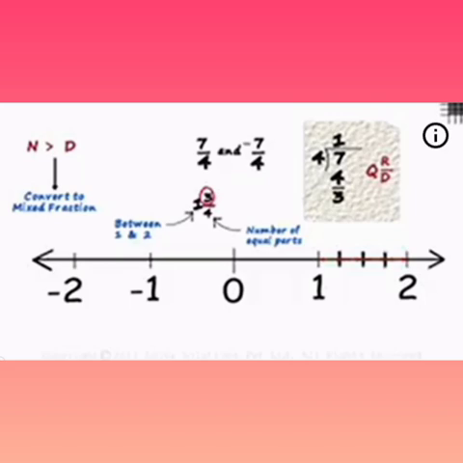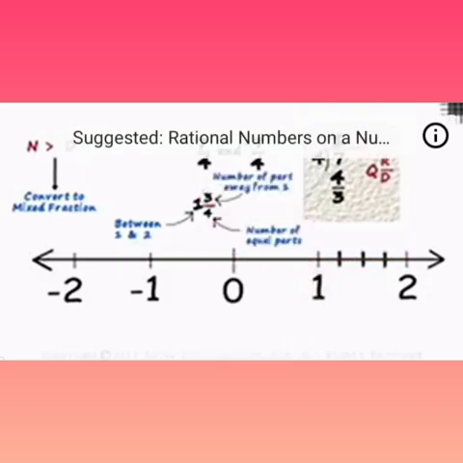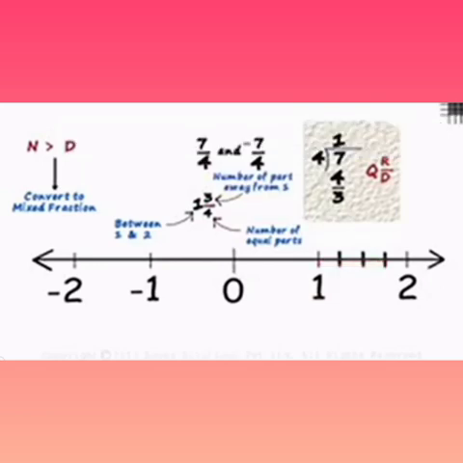The numerator of the proper fraction tells us the number of parts from the first whole number. So it is 3 parts away from 1. So we mark 7 by 4 here. What about minus 7 by 4?